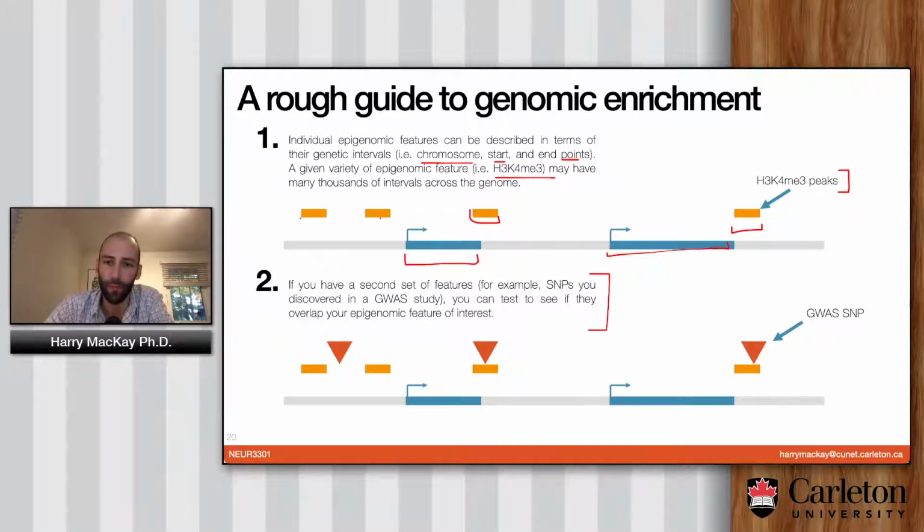Your SNPs are located in points. They exist in one nucleotide, so they have a location that's not quite an interval. It's more of a point. But they can either overlap your H3K4ME3 peaks, or they could not overlap. If a SNP exists within the interval, it's an overlap. If a SNP exists outside the interval, it's a non-overlap. And you're asking statistically, do the SNPs overlap this feature at all, or do they not?